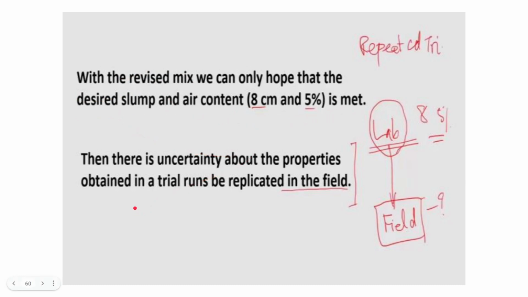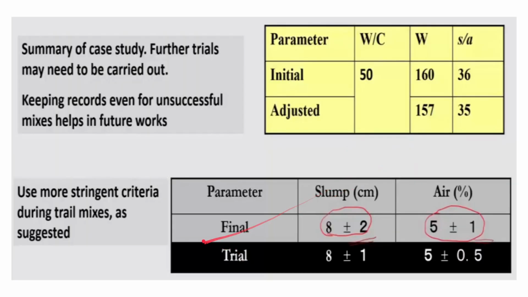Then there is uncertainty. There may be some uncertainty about the properties obtained in the trial runs, which are replicated in the field. So the best way to handle all those situations is to make the theoretical criteria as stringent as possible during trial mixes.